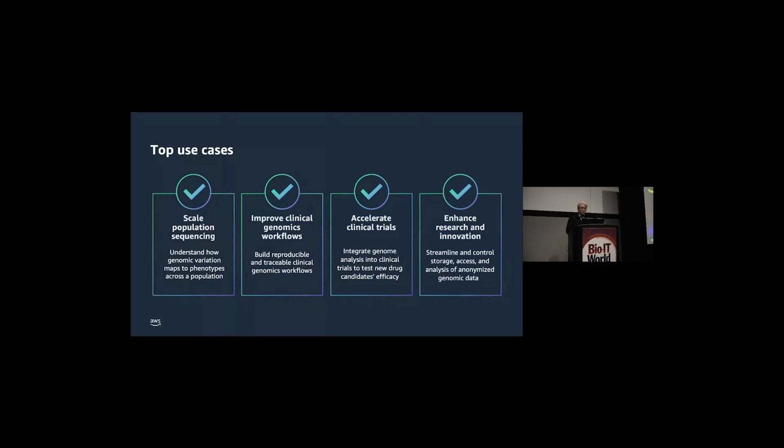Okay, so what are some of the top use cases? You can use it for whole population scale sequencing, so you can analyze thousands of genomes at once to understand how genomic variation maps across phenotypes across a population. You can use it to improve clinical genomics workflows, so you can build reproducible and traceable workflows from raw sequence data to something that applies to, say, your clinical or translational research. And that helps you to accelerate your clinical trials. And then finally, more broadly, you can use this as a fundamental building block to enhance and advance your research. All right, I'm done talking.